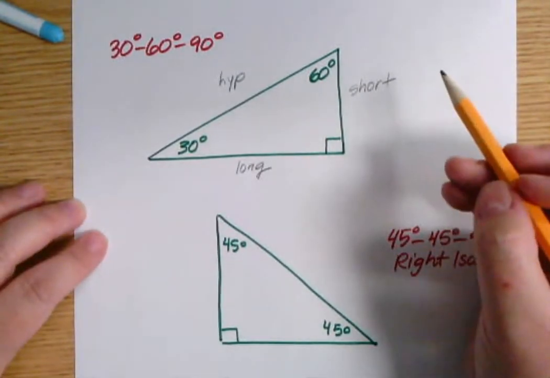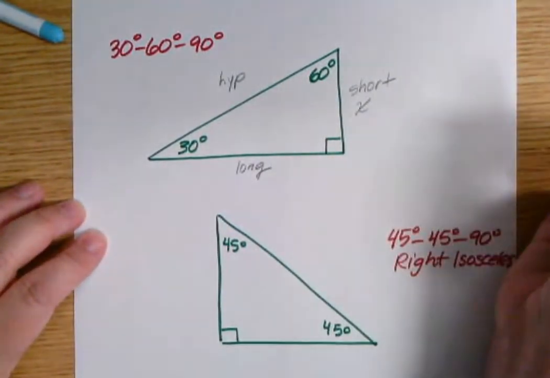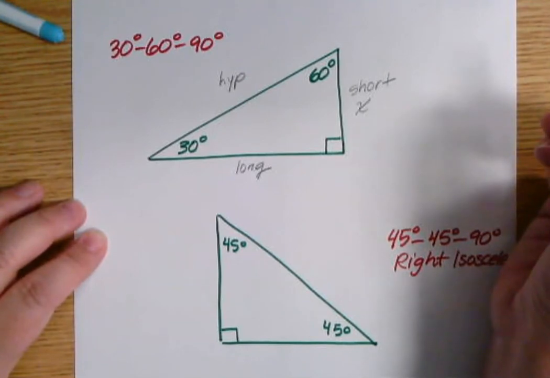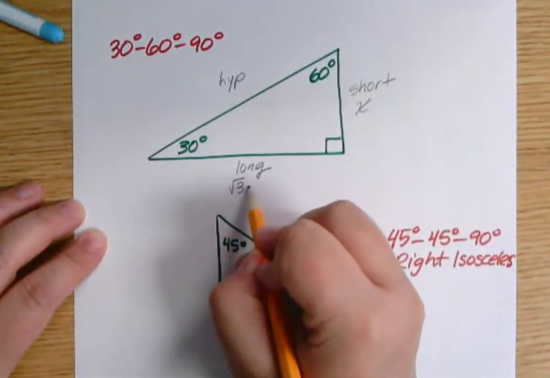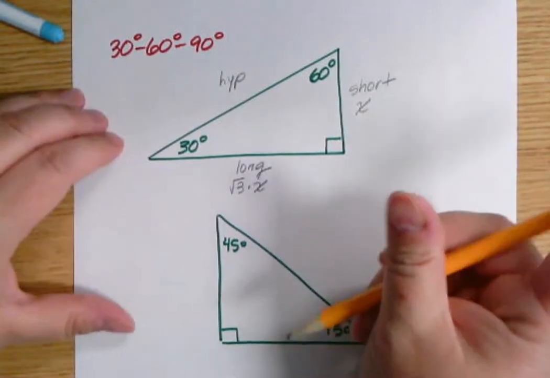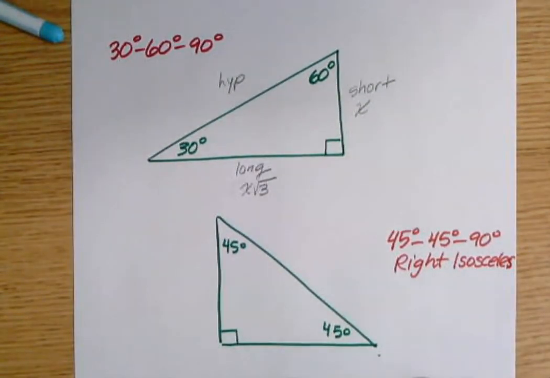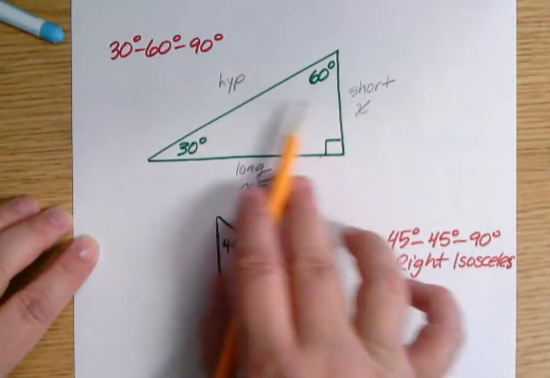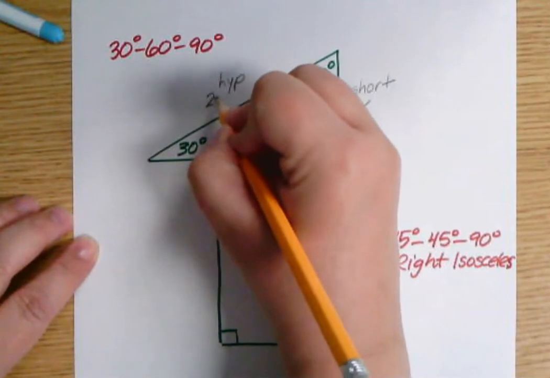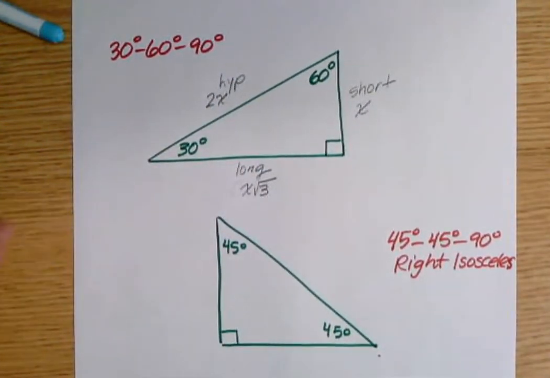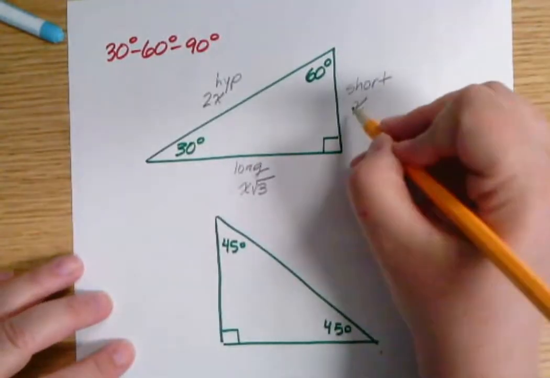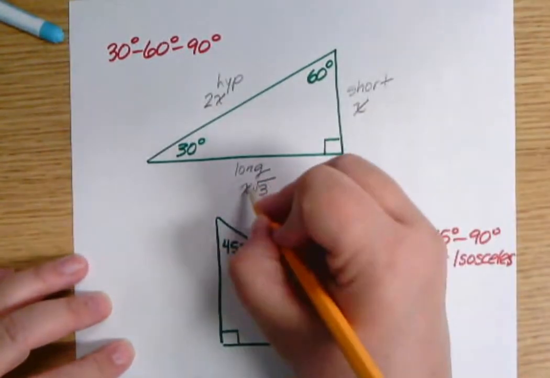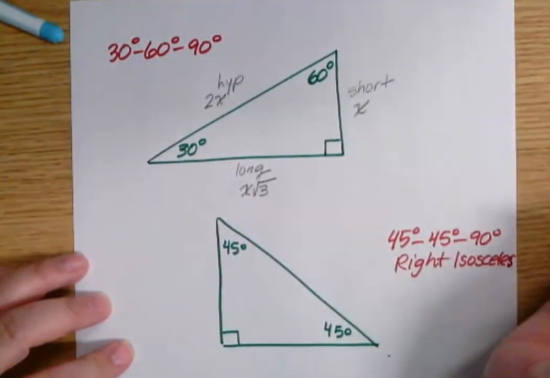And generally our rule, we start with the short leg. If I know the short leg, let's call that x, then the long leg is square root of 3 times x. Or sometimes we write that x times the square root of 3. The hypotenuse is related to the short leg 2 to 1. So this is 2x. These ratios are true for every 30, 60, 90 triangle, because every 30, 60, 90 triangle would be similar to this one. So the ratio of the side lengths on similar triangles is going to be the same.